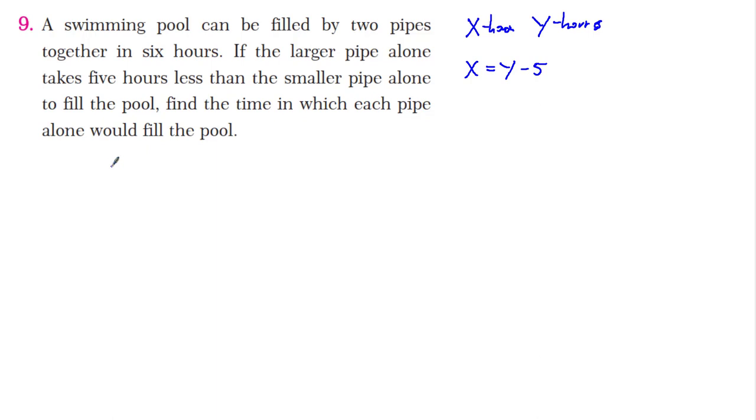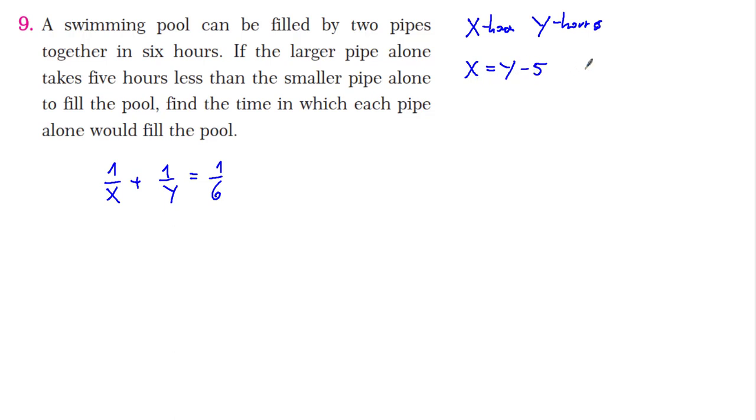We need to change the point of view in the exercise, not for how long it will take to fill the pool, but we can just count in 1 hour what part of the pool would be filled. Well, in 1 hour, the first pipe will fill 1 over x of the pool, and the second pipe will fill 1 over y of the pool, and that will finish 1 over 6 of the job. Great, so here we got that x is y minus 5.